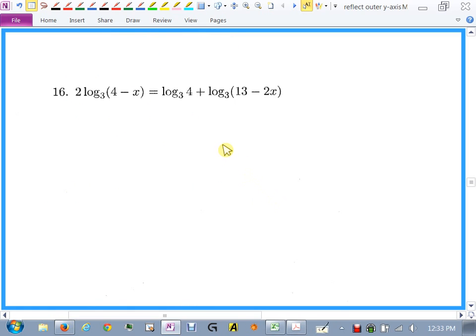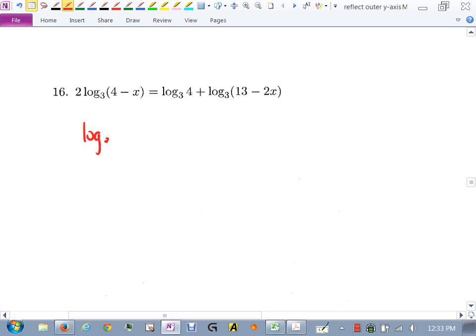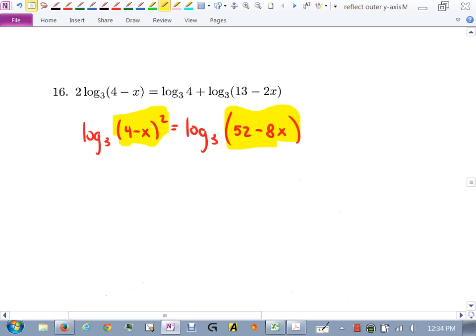Log equation. Well, I did these also. You got to put these two together first. Right? You got to bring that 2 up. So it'll look like log base 3 of (4 minus x) squared equals log base 3 of 4 times this, so 52 minus 8x. Now, if I have log base 3 of something equals log base 3 of something else, you put those two equal to each other, don't you?